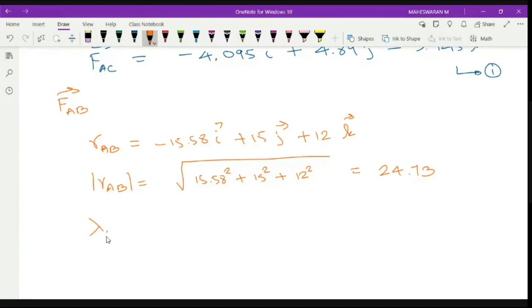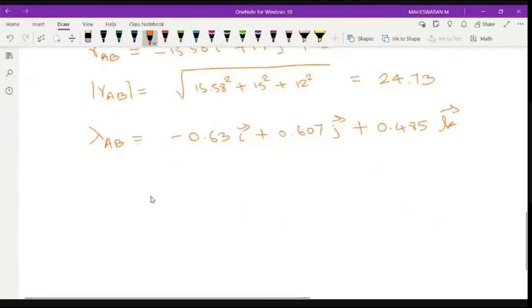So now let us identify what is lambda AB. So lambda AB you just divide with respect to that. So you will get minus 0.63 I vector plus, so 15 divided by 24, you are getting 0.606 or 607 J vector plus, so 12 divided by this, you are getting 0.485 K vector, right?